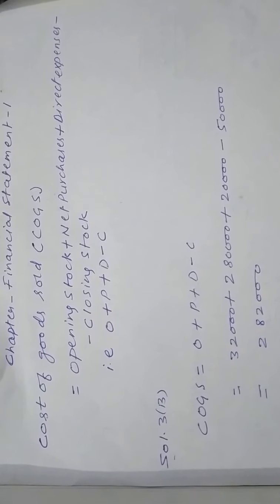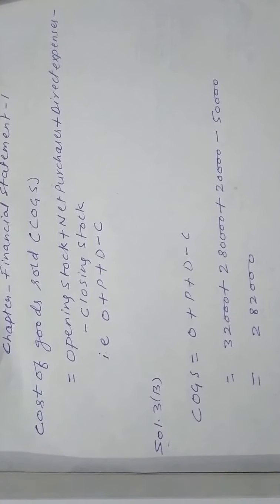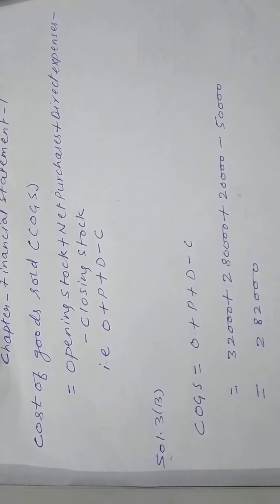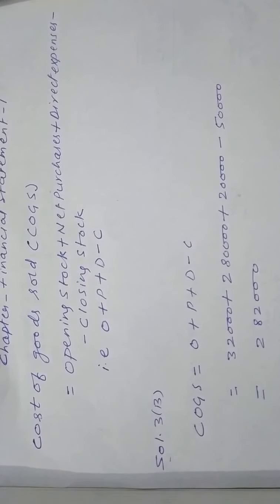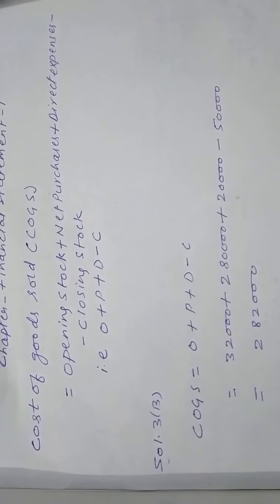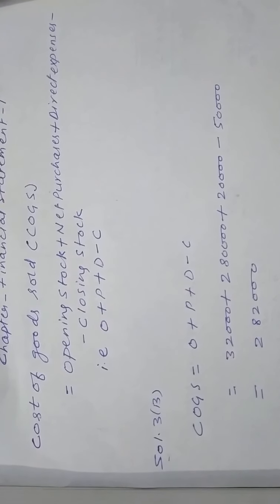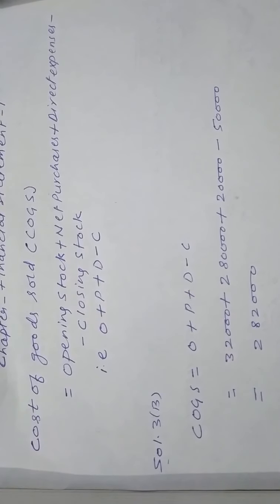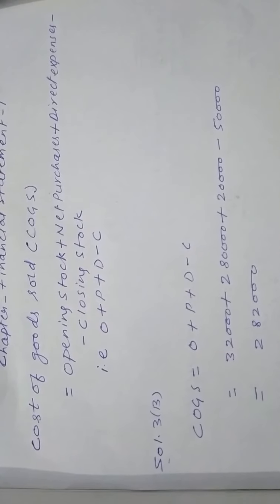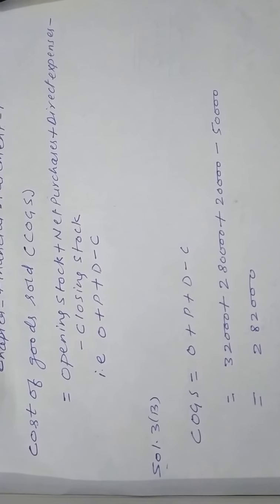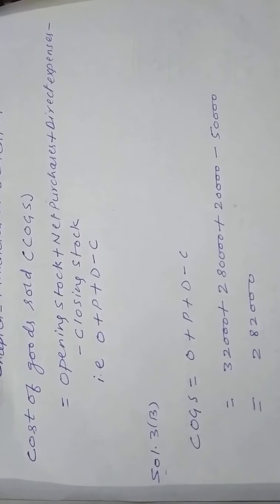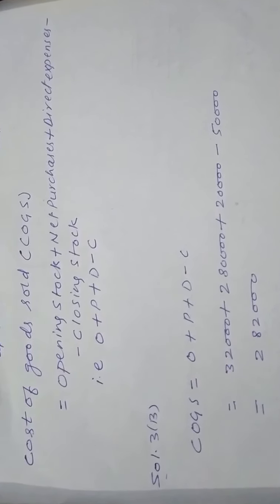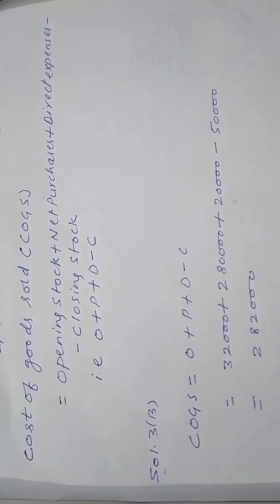The formula for calculating the cost of the goods sold, that is the cost of manufacturing the goods, is opening stock plus net purchases. Net purchases means purchase minus purchase return, plus direct expenses. The expenses which are incurred in order to manufacture the product are known as direct expenses, for example, wages, carriage involved, freight involved, import duty, etc., minus closing stock of the raw material.